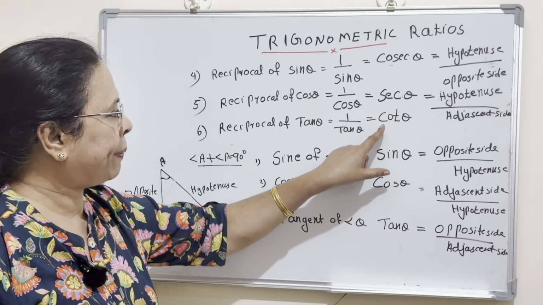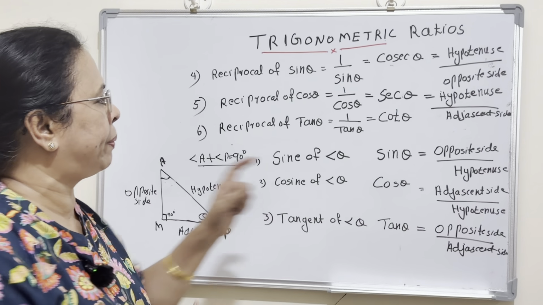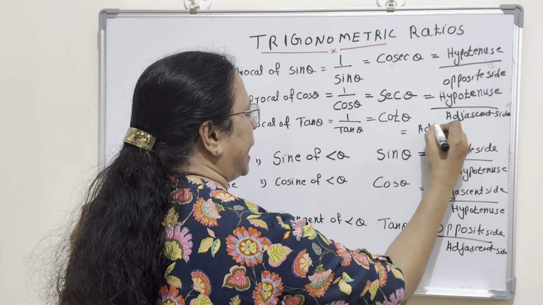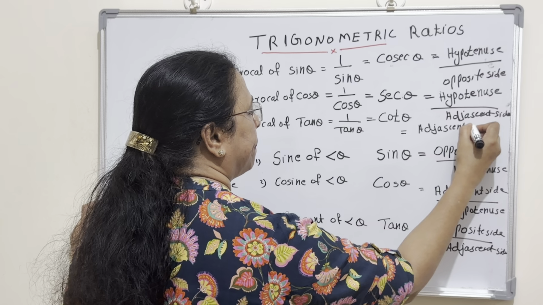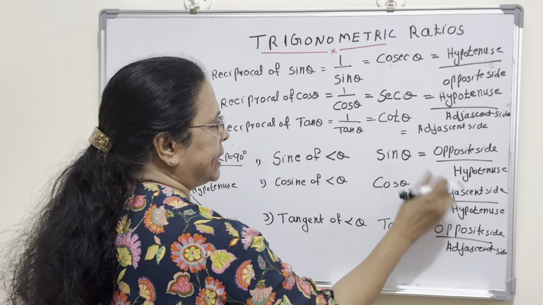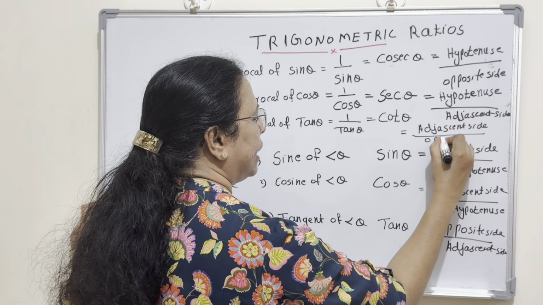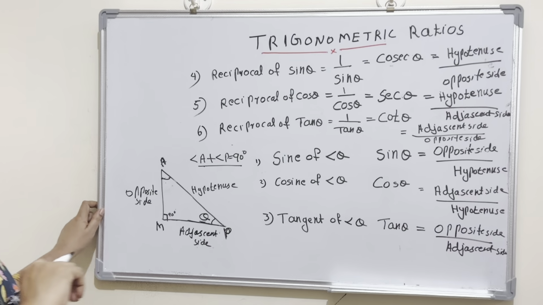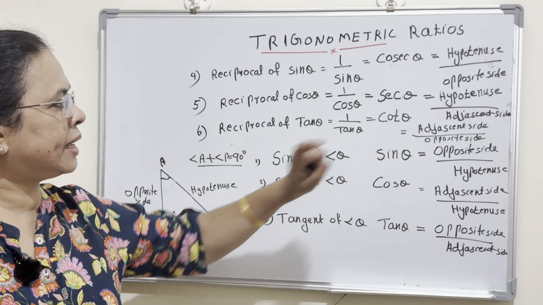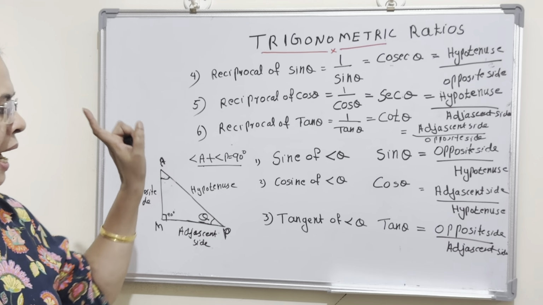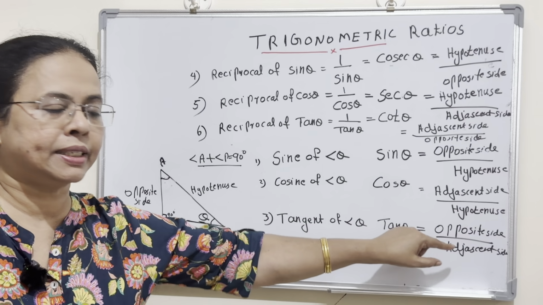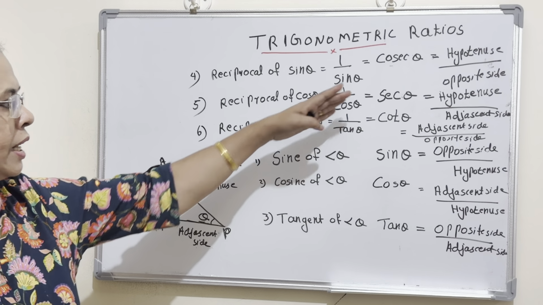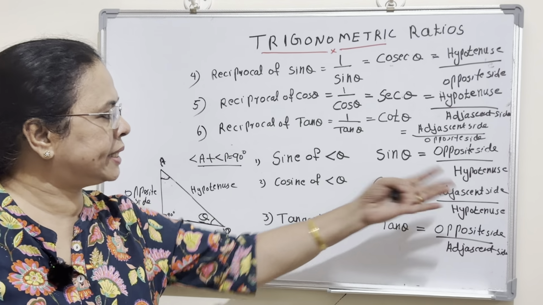So, how can I represent cot theta? The denominator comes up. So, cot theta is equal to adjacent side, which goes to the numerator, divided by opposite side. That is cotangent of angle theta. Again, that is a ratio, but it is the reciprocal of tan theta. Already we know tan theta is equal to opposite by adjacent. So, its reciprocal 1 by tan theta, which is cot theta, is equal to adjacent by opposite.